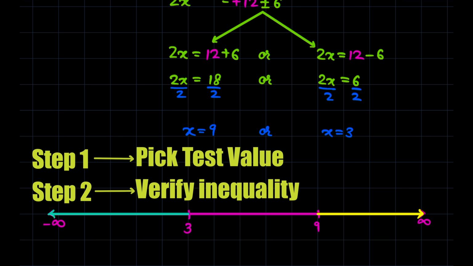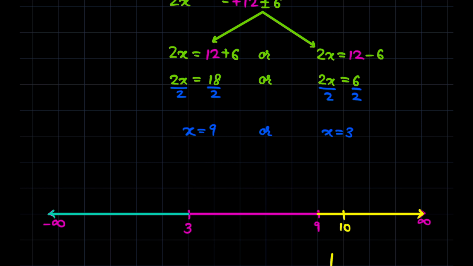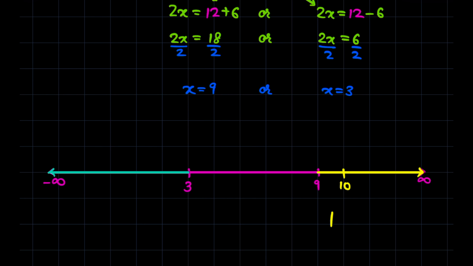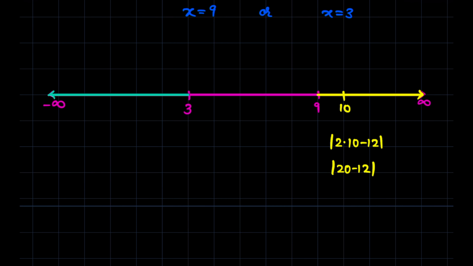Let's pick yellow interval where x is more than 9. Again, we'll follow the two-step process. Step 1. I'm picking the test value, any random test value. I'm picking test value as 10 here. Step 2. Verifying the inequality by plugging x as 10, simplifying it, and we got 8, which is greater than or equals to 6, and it is true.